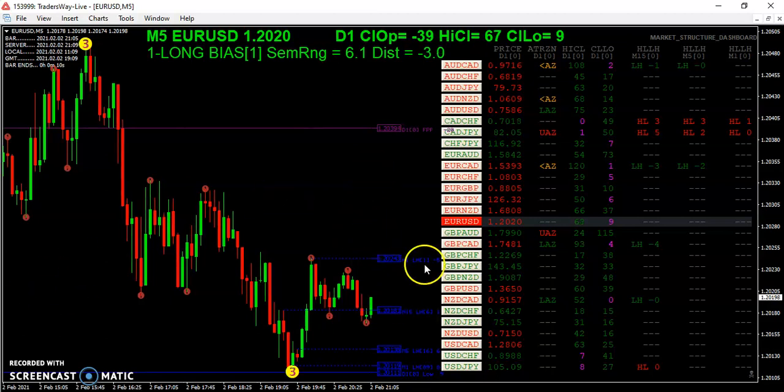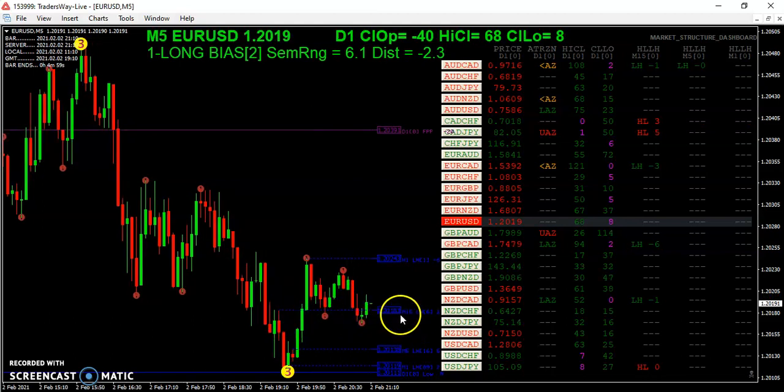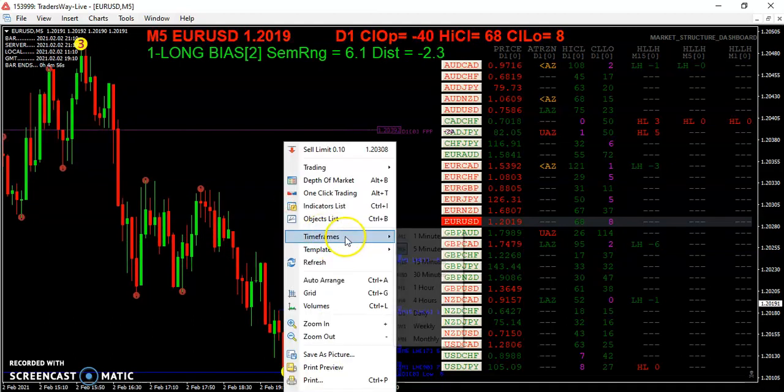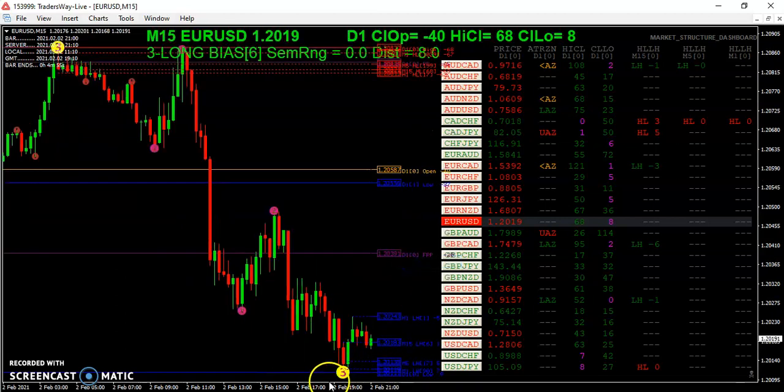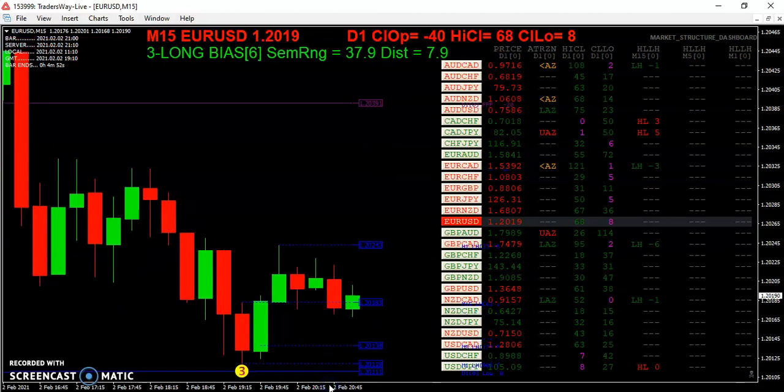There's something to this. So right here you have your M15 lowest high. If I switch over to the M15 chart, you can see right here, that was the lowest high for the day.